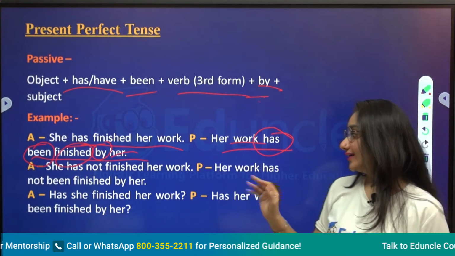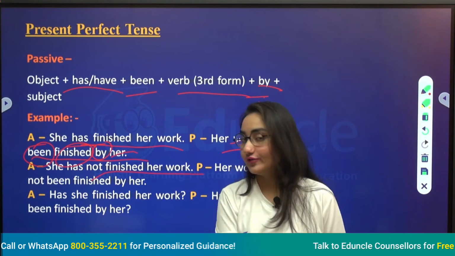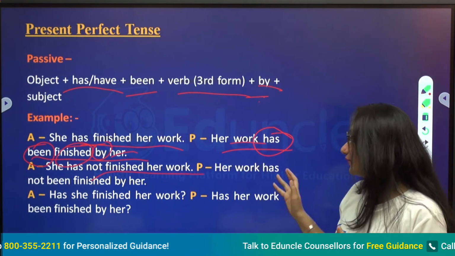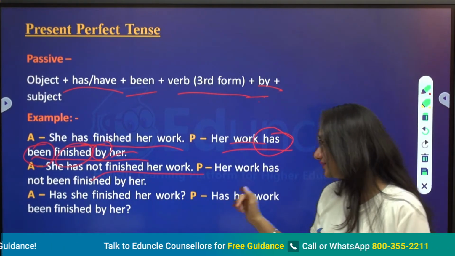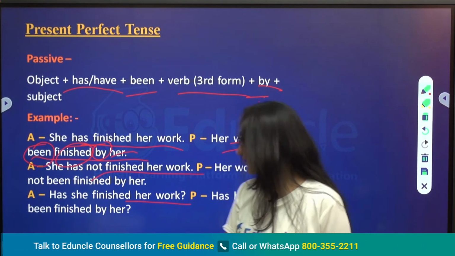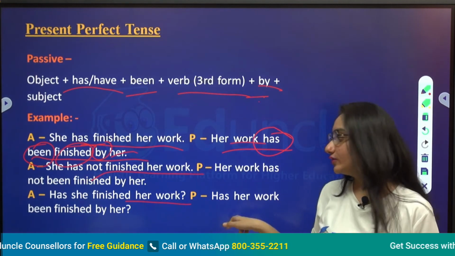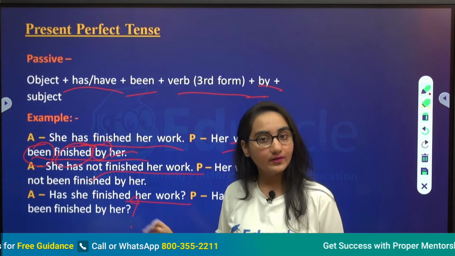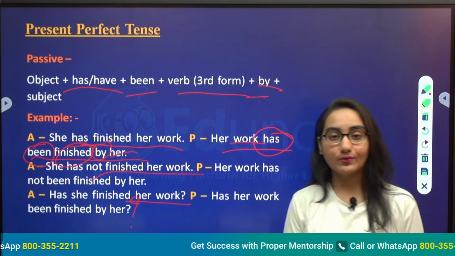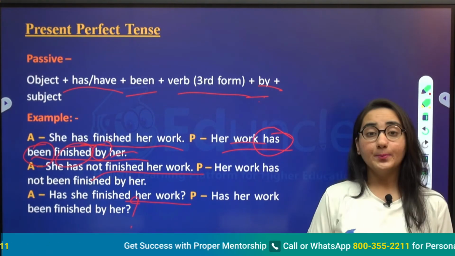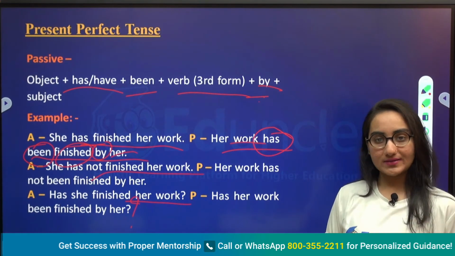Now if I talk about another sentence, she has not finished her work becomes: her work has not been finished by her. And then the interrogative sentence, has she finished her work? Has her work been finished by her? So this is the proper method for how we convert an active voice sentence belonging to the present perfect tense into passive voice.